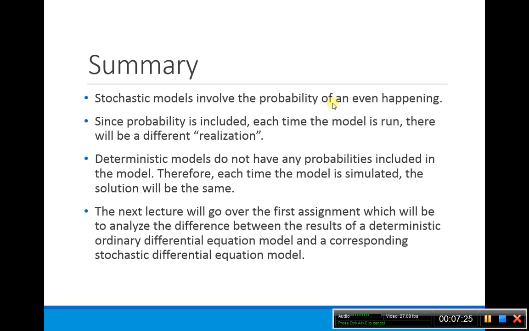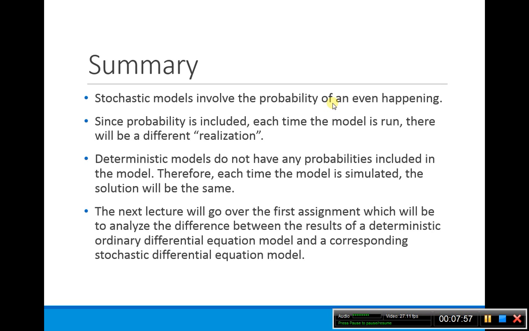Deterministic models do not have the probabilities included in the model. There's not that non-deterministic term. So each time you run a deterministic model, you get the same result. If I run it once, I'm going to get the same result as if I run it a second time. So when I'm trying to figure out what's going to happen in a deterministic model, I can interpret it the exact same way. When I'm talking about interpreting a stochastic model, I'm talking about what's the probability of something happening. So now I have to talk about probabilities.